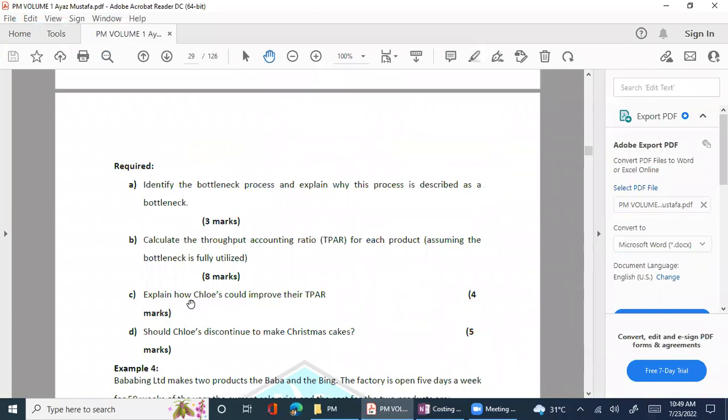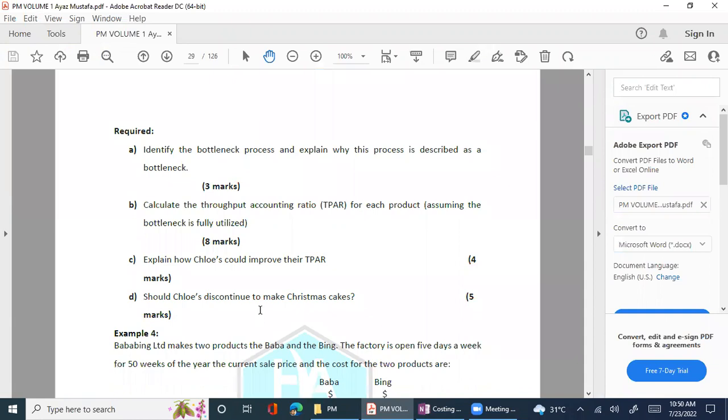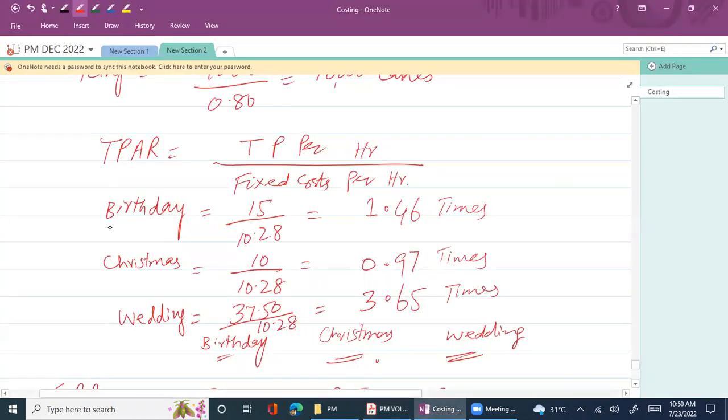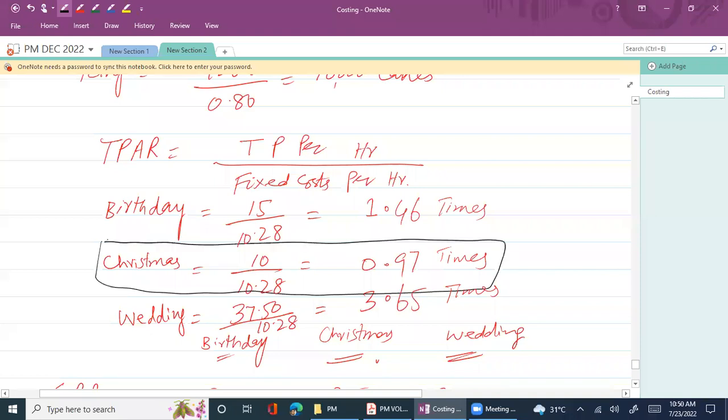Now, C part: how C could improve throughput accounting ratio. So this is again the examiner's most favorite part of the topic. And the D one: should C discontinue to make Christmas cake? If you look at the solution, the ratio for Christmas cake is less than 1, which is showing a loss. So the examiner is asking whether we should cease the production of Christmas cake because it is generating a loss.